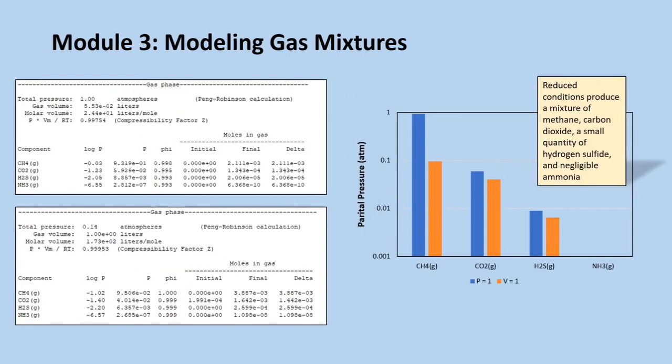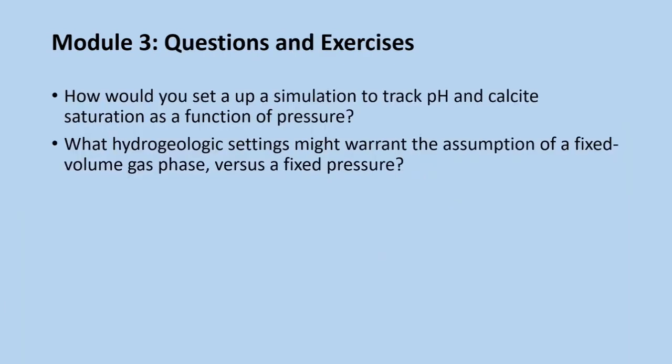So this is what the output looks like with respect to the gas phase. PHREEQC summarizes the resultant total pressure and volume, as well as the partial pressures and the moles associated with each of the gas constituents in these tables that are present in its output file. For this example, the chemically reducing conditions yield a mixture of methane, carbon dioxide, and a small amount of hydrogen sulfide under the assumption of chemical equilibrium.